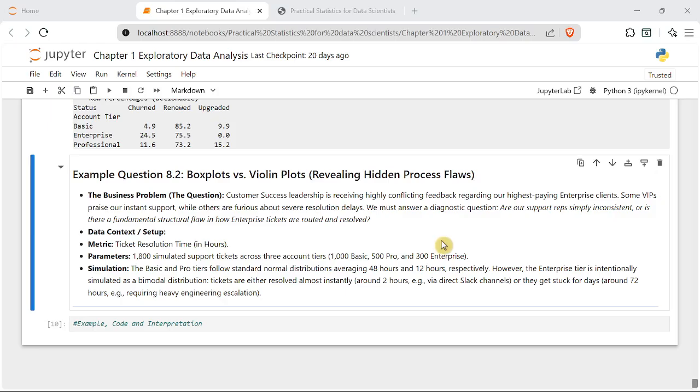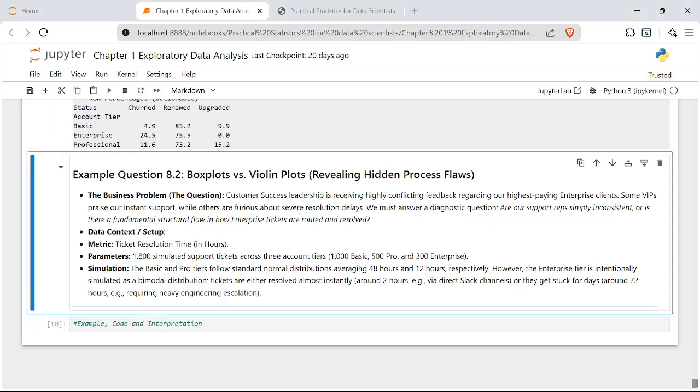This means the data is split into two massive extremes: tickets that are resolved almost instantly in about 2 hours, likely via direct VIP Slack channels, and tickets that get stuck in an engineering black hole for 72 hours. Let's jump into Python and I will show you exactly how a standard box plot completely hides this process failure and why a violin plot is the only way to expose the truth to the leadership team.